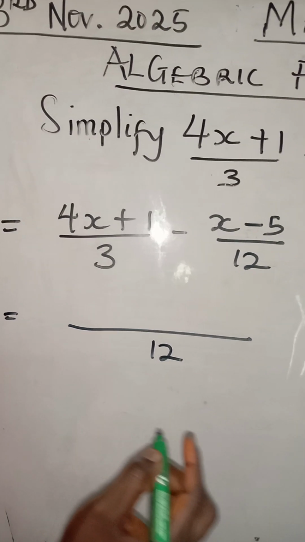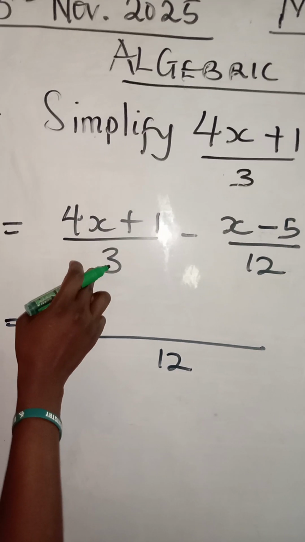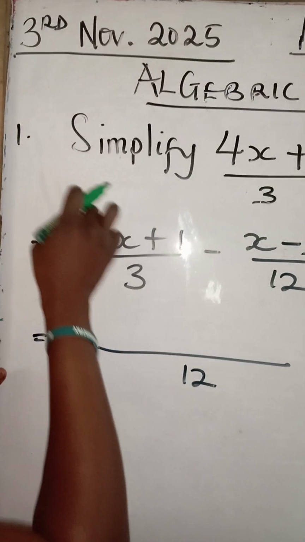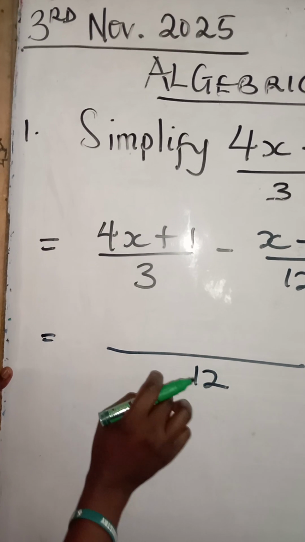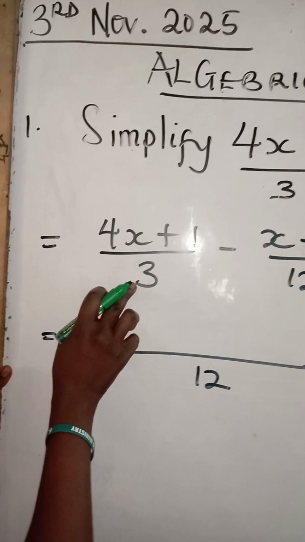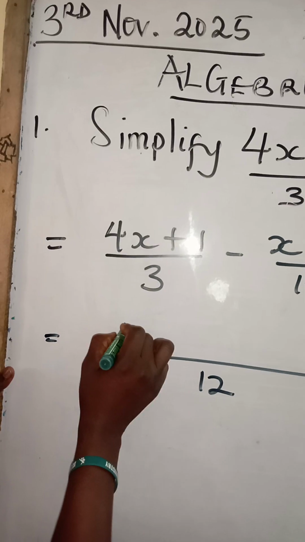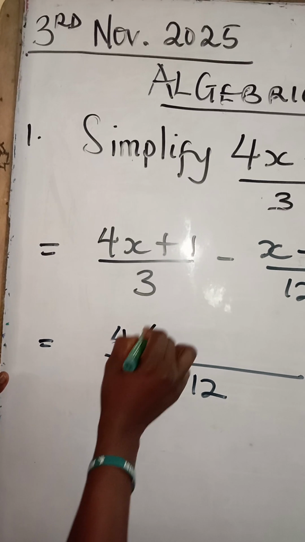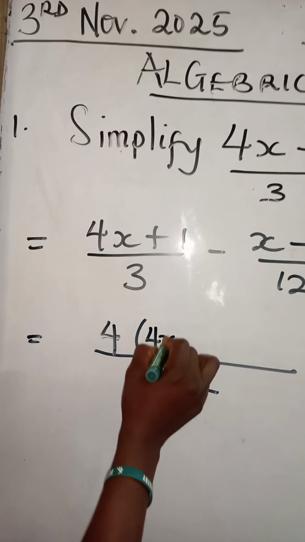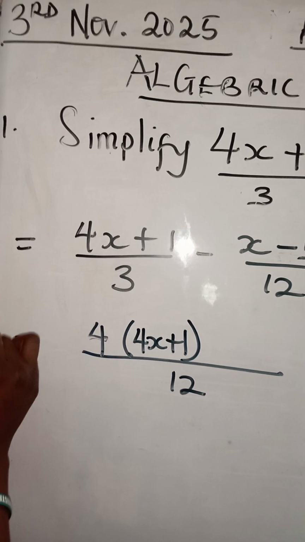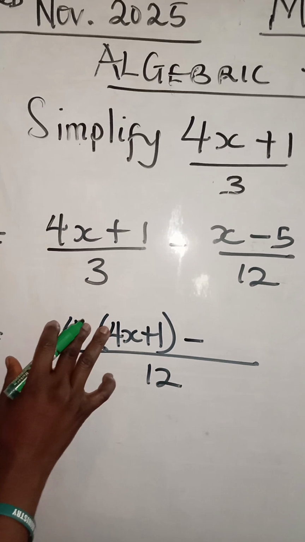The next thing you do is divide your LCM by the denominators. Whatever your answer is, you multiply by your numerator. So, this is what you do. 12 divided by 3 is 4. You write it down. 4 multiplied by your numerator, 4x plus 1, in brackets, minus. We are done with the left hand side.